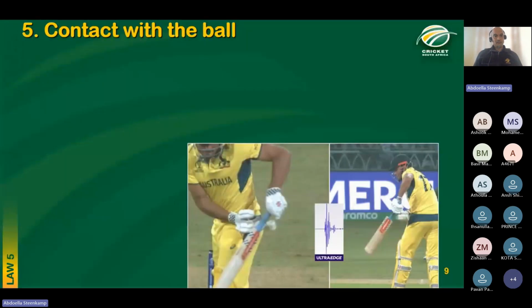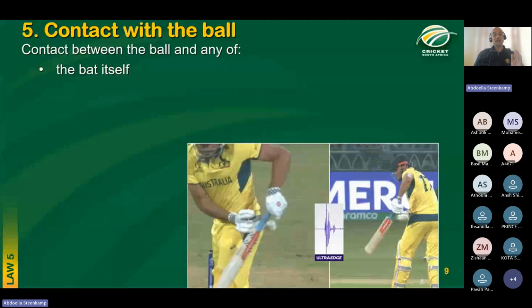When it comes to the bat, the subsection that we're going to focus on is: when did the ball make contact with the bat? What needs to happen? The law tells us that contact between the ball and any of the following: the bat, and the whole of the bat, whether it's the blade, the back of the bat, the handle, or the grip that's on the bat, the whole of the bat. If the ball touches it, the law sees it as the ball having touched the bat.